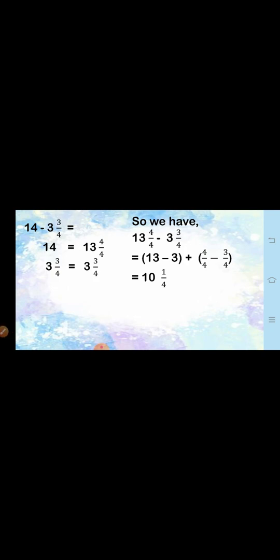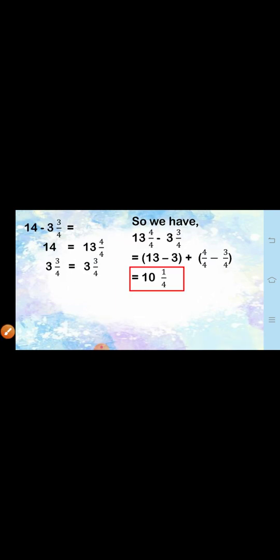So we have 13 and 4 over 4 minus 3 and 3 over 4. 13 minus 3 is 10. We have 10 plus the 4 over 4 minus 3 over 4. So we have similar fractions. So copy the denominator and then 4 minus 3 is equal to 1. So we get the final answer of 10 and 1 over 4.